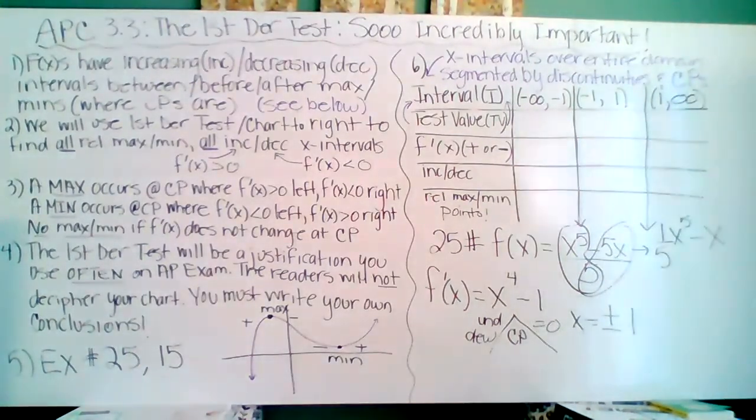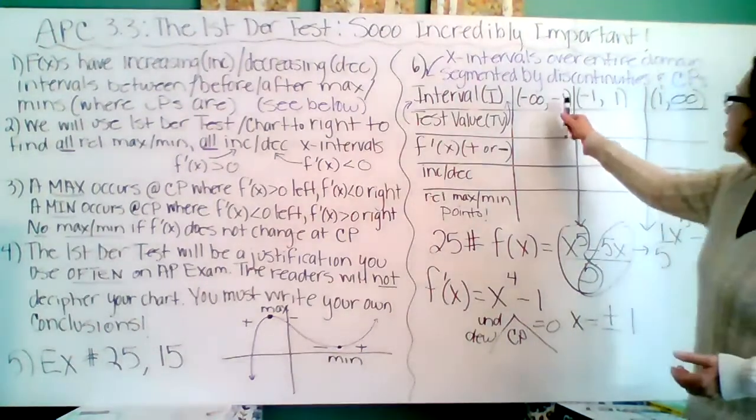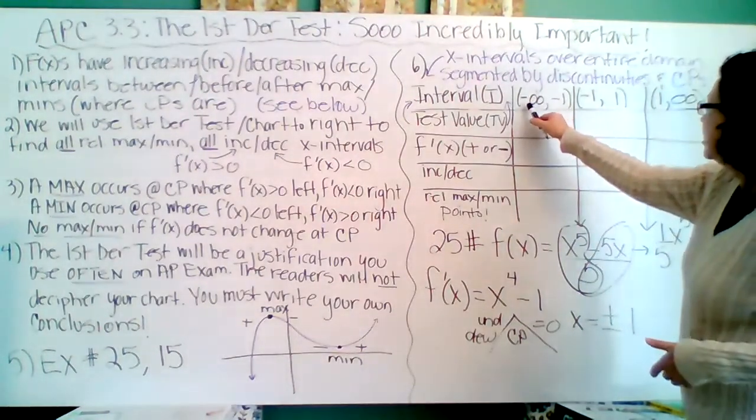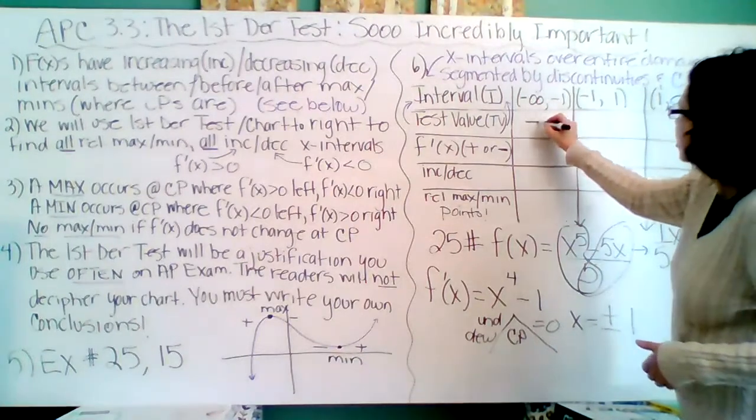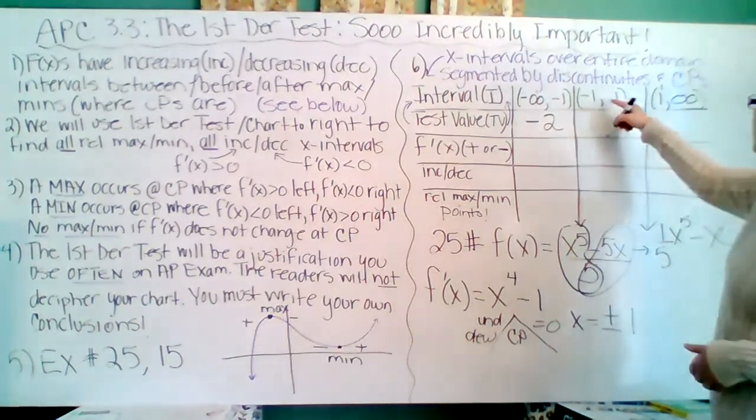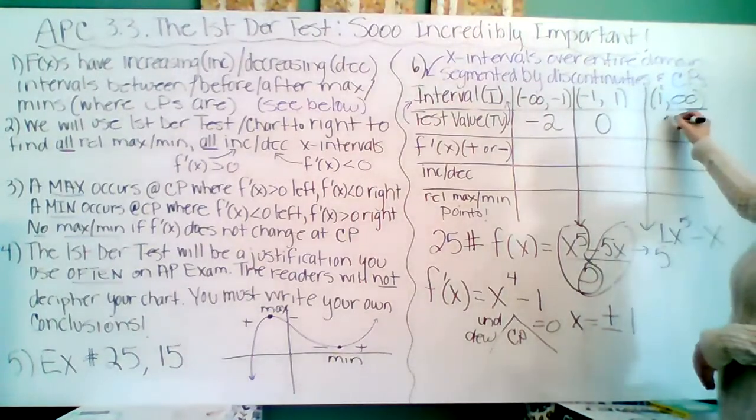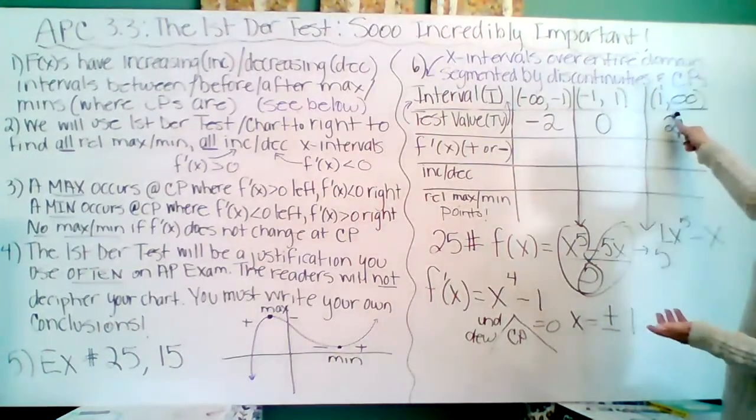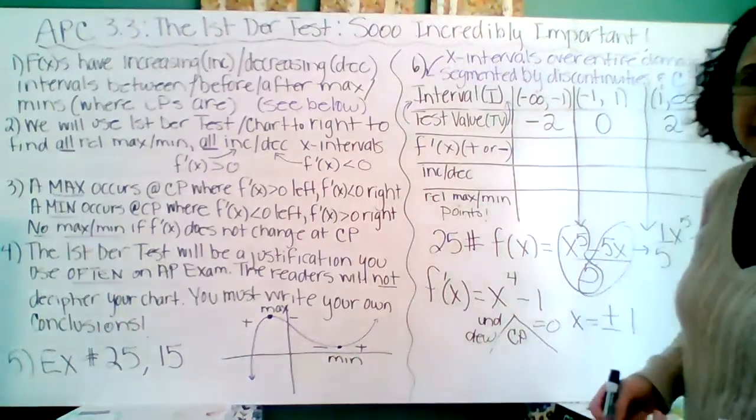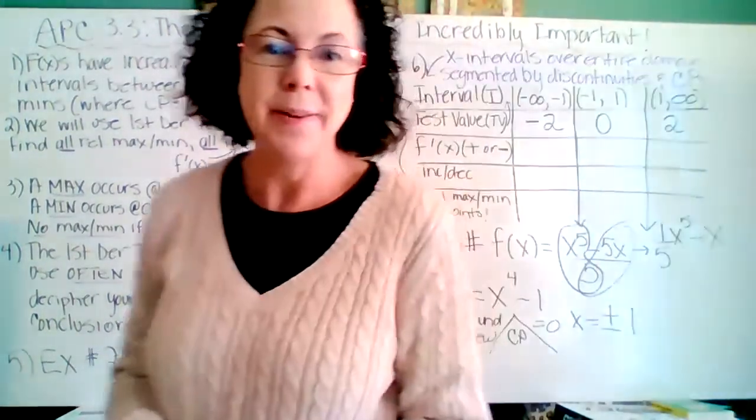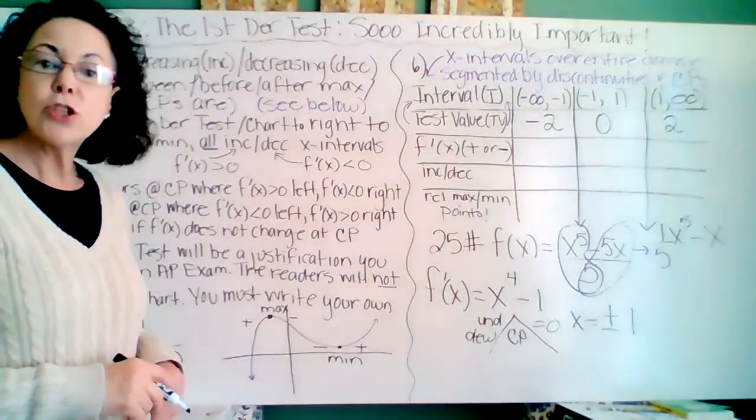Test values, let's pick some easy ones. A great value in between negative infinity and -1 is -2. Between -1 and 1 is 0. Between 1 and infinity is 2. Right, again, I could pick 100 right here for my test value and we would be just fine. Okay, now let's check.